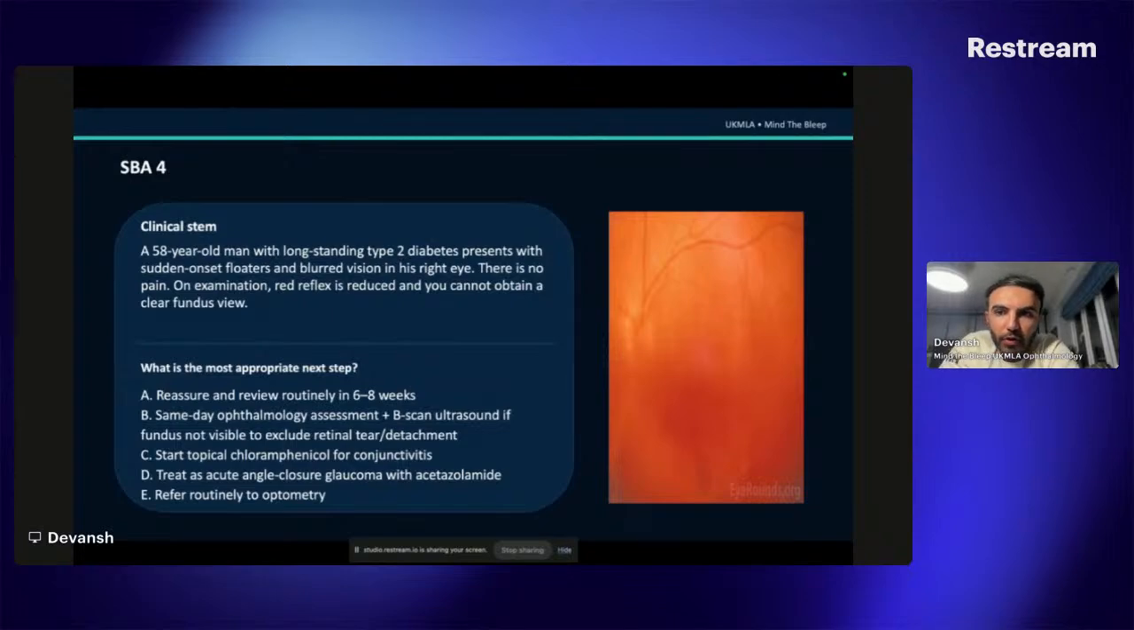So coming on to our fourth SBA, we have a 58-year-old man with long-standing type 2 diabetes presenting with sudden onset floaters and blurred vision in his right eye. There's no pain, and on examination, the red reflex is reduced, and you can't obtain a clear fundus view. What is the most appropriate next step? We'll give you a minute or so.